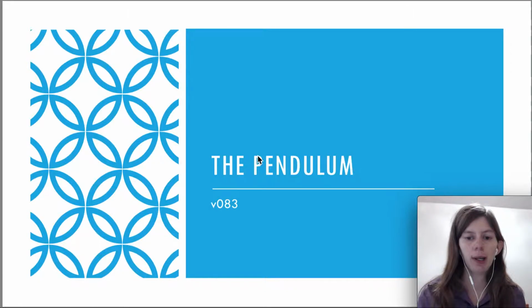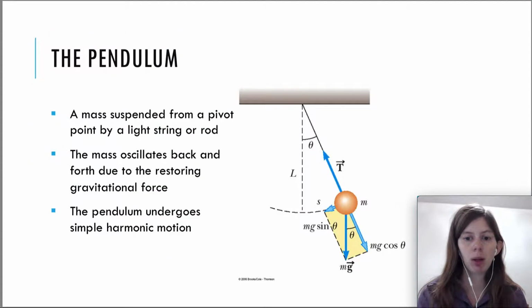Hello, this is video 83 and I'll be talking about the pendulum. The pendulum is another example of an object that undergoes simple harmonic motion. The pendulum is just a mass suspended from a pivot point by a light string or rod. So you can see there's a string, there's an object, that's a pendulum. It's going to oscillate back and forth.